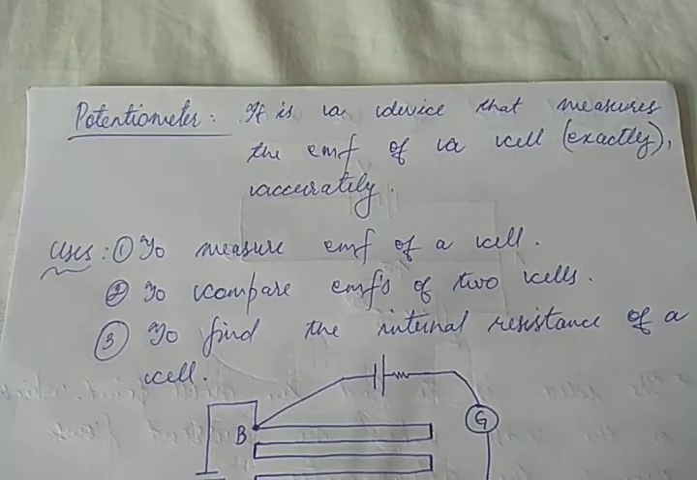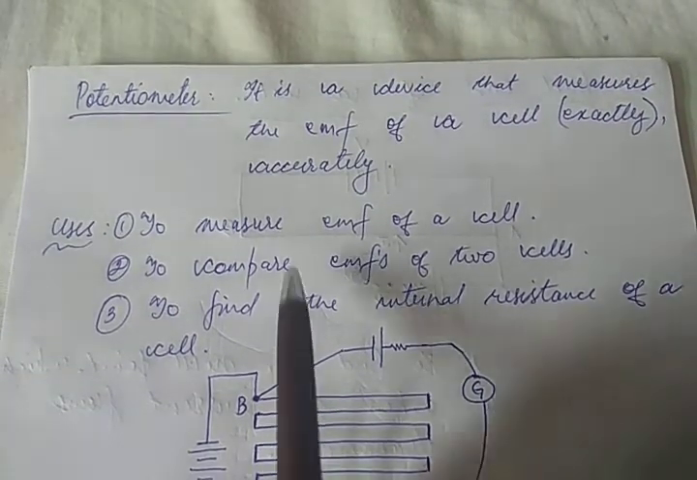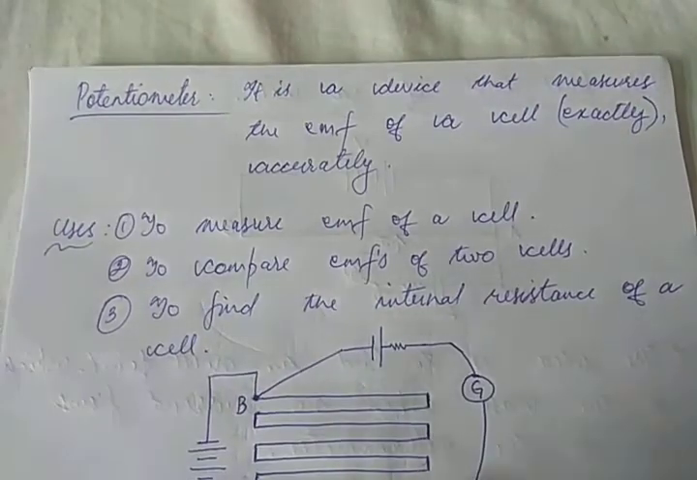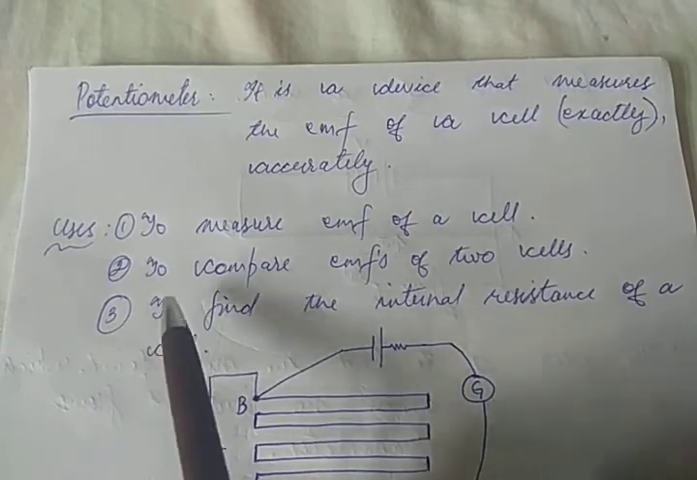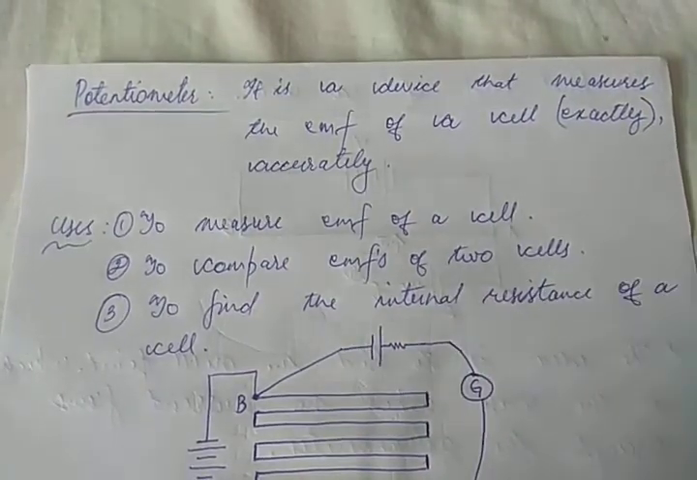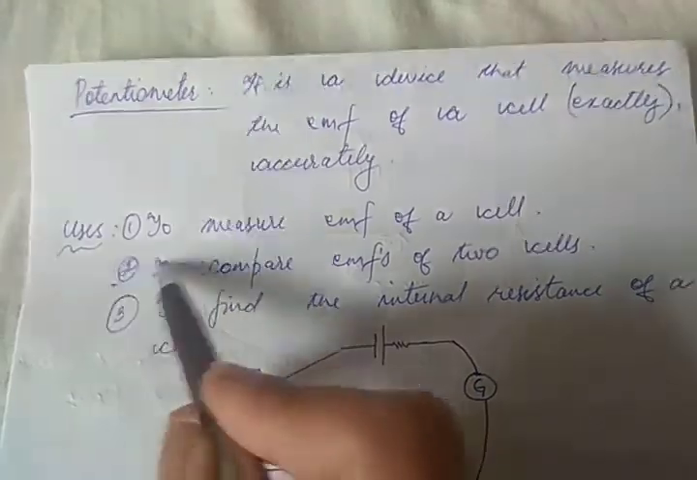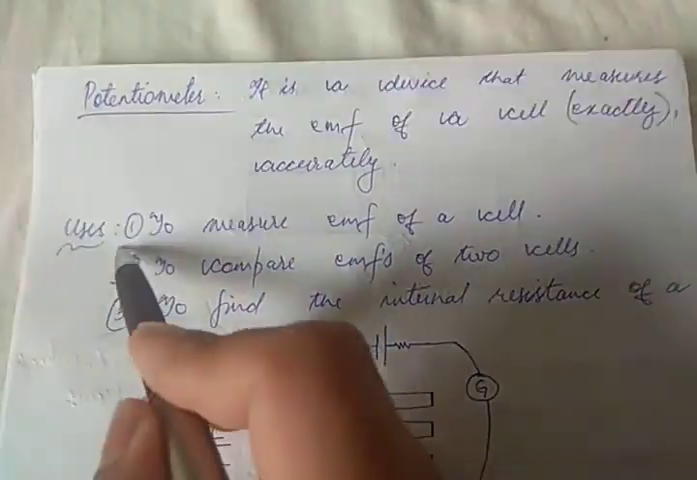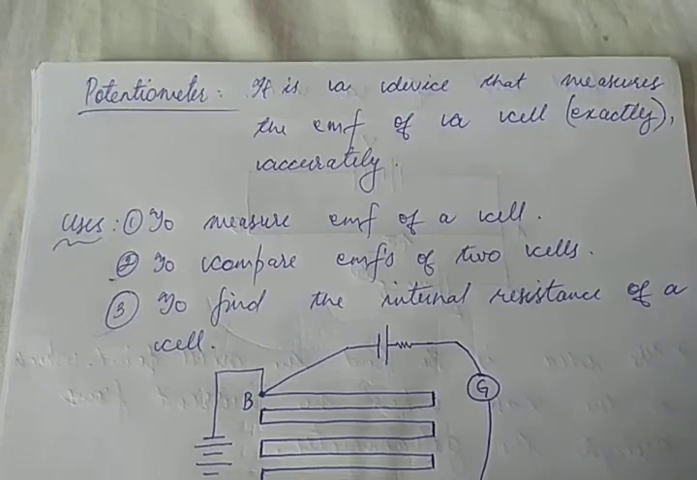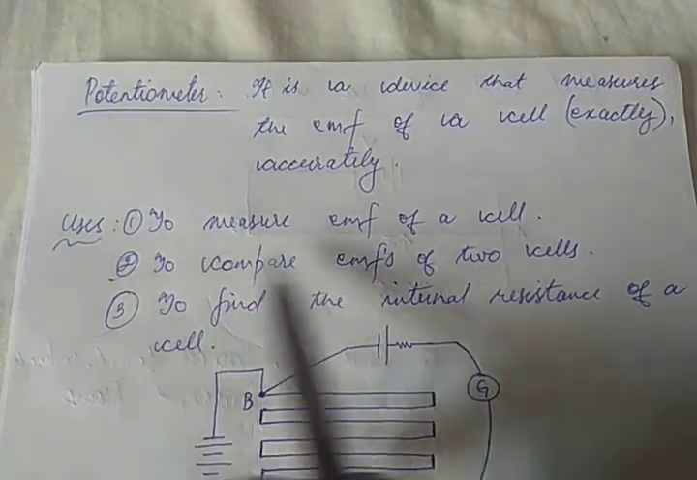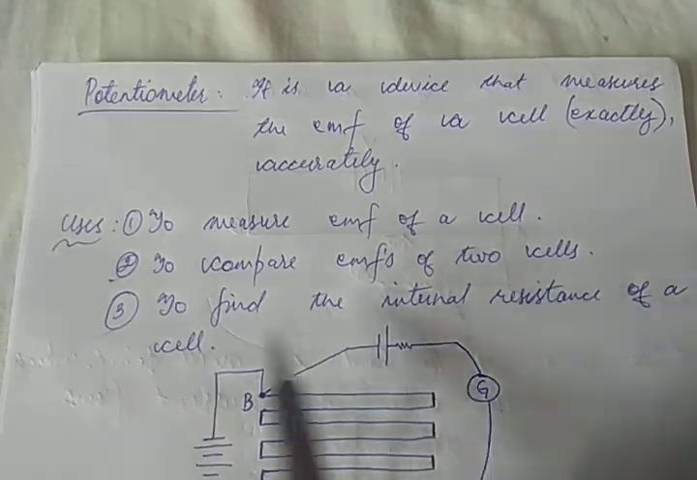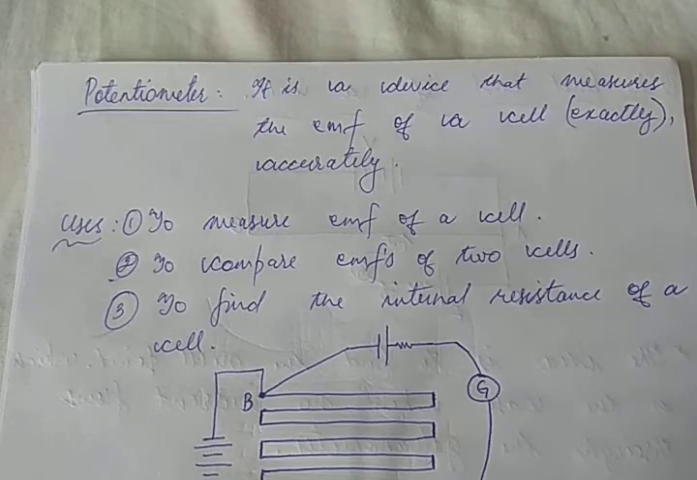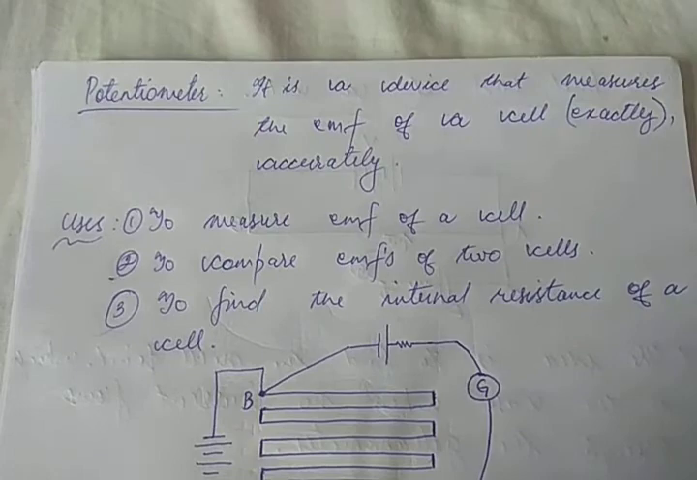All right. Apart from that, there are two more uses. Okay, I've mentioned three uses over here. First, I've already spoken about it, to measure the EMF of a cell. Okay, the second is to compare EMFs of two cells. Okay, basically, we do experiments based on these two. Also, the third one, so we do experiments based on all these three actually. Okay, so to measure EMF of a cell, to compare EMFs of two cells, also to find the internal resistance of a cell. So these are the three basic uses of a potentiometer. Okay, so now let us talk about how it looks.